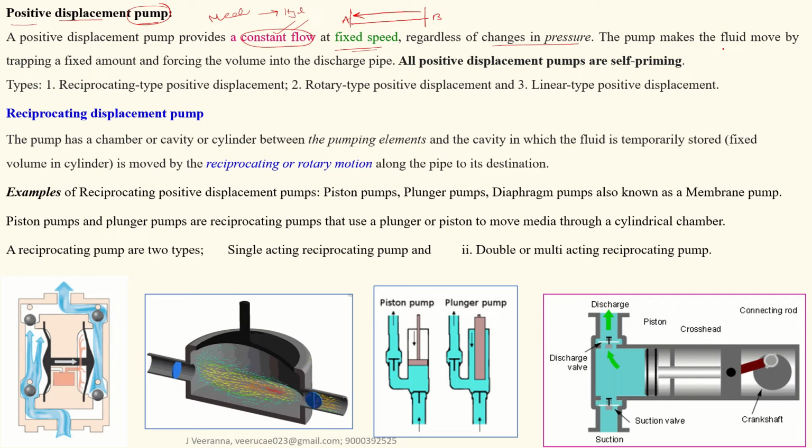The pump makes the fluid move by trapping a fixed amount with every rotation of the cycle, forcing that volume into the discharge pipe. So that is called a positive displacement pump. All positive displacement pumps are self-priming. What is priming? We will discuss it in the centrifugal pump or upcoming sessions.